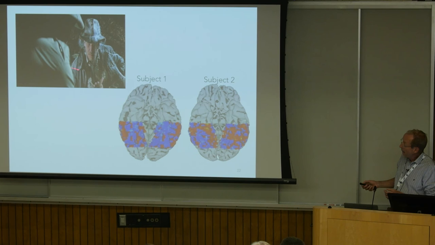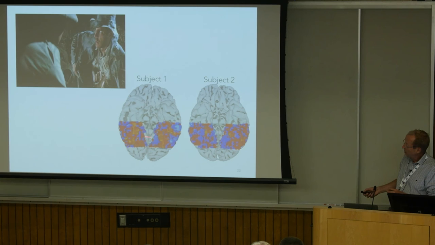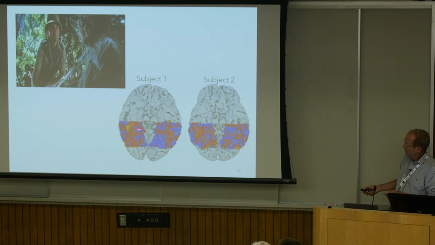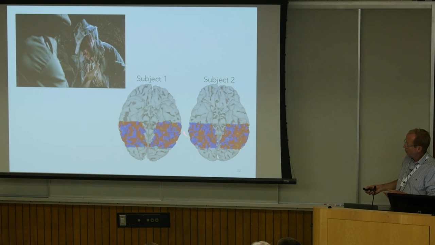So as people watch the movie, we get patterns of activity to the same stimuli for each subject. And these are patterns of activity, synchronized for these two subjects. So this pattern is representing the same information, at least that's what I hypothesize, as these patterns here. And it's not obvious how they're similar.